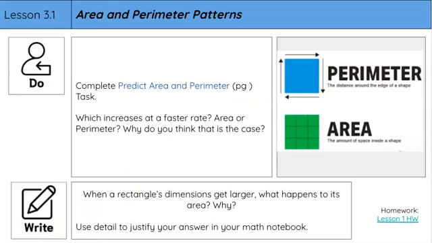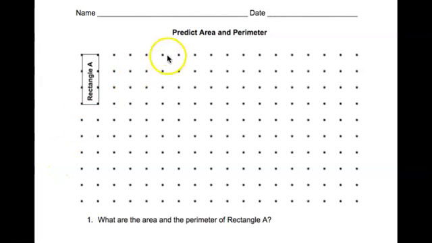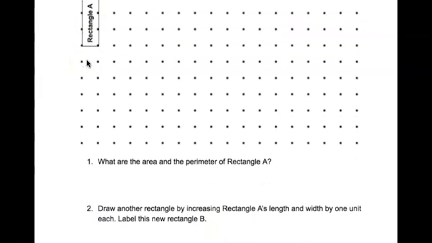Okay, let's look at our task for today. This task is called Predict Area and Perimeter. And you can see that this is our dot paper, and there's already one rectangle on our dot paper. The first question says, what is the area and the perimeter of rectangle A? So you can use the space in between the dots to just represent a centimeter, or you can even refer to it as a unit to see what the perimeter is or what the area is.